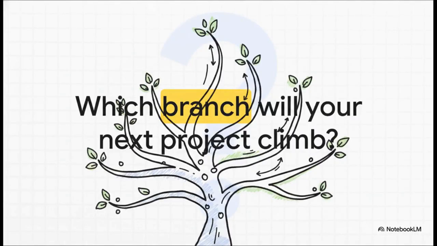So I'll leave you with this thought as we wrap up this explainer. Looking at these 7 distinct paths, ranging from native hooks to granular atoms and reactive observables, which branch will your next project climb? Understanding these distinct approaches makes choosing your path so much easier.